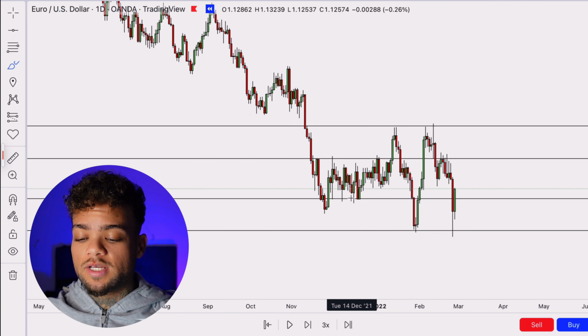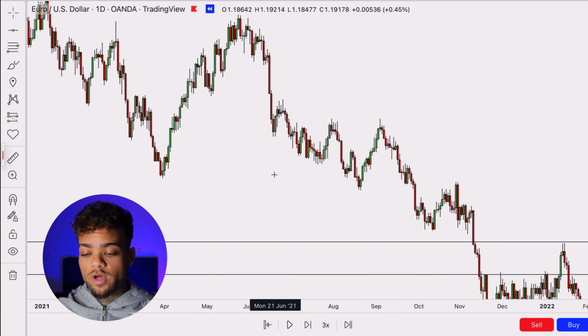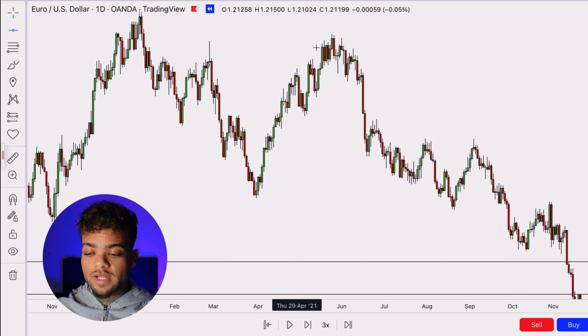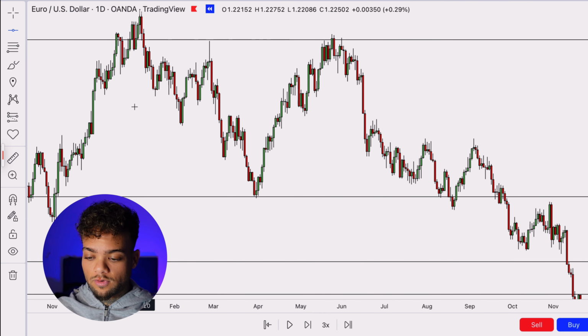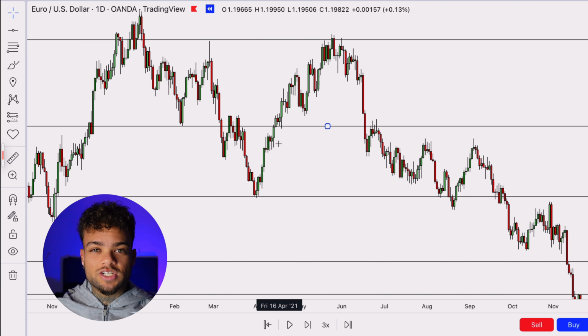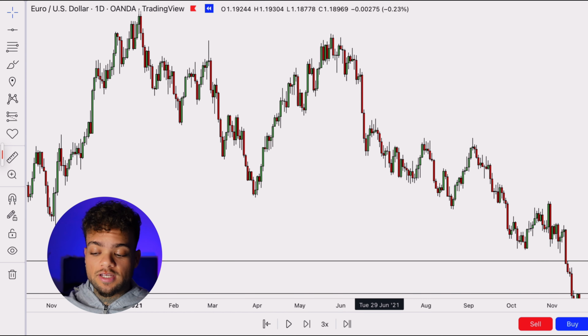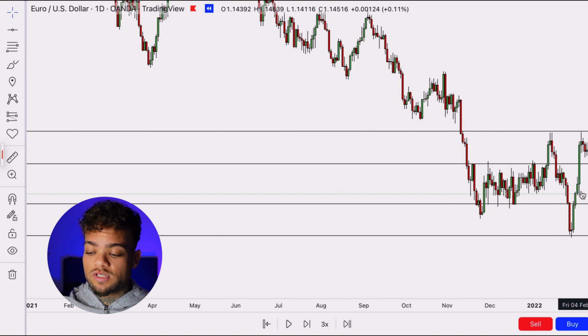But what we don't want is to go back all the way here and place some random lines up here, maybe here or here, because in that way you would just clutter your chart and it will be much harder for you to see what price is actually doing right now. So in order to keep your chart clean and stay focused, just use the recent price action.